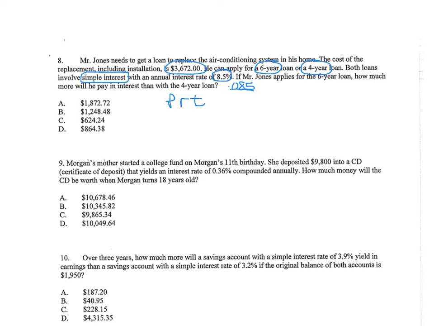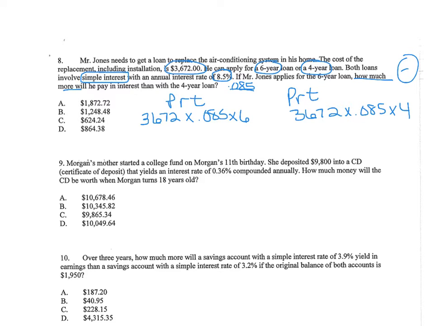If he applies for the 6-year loan, how much more will he pay? So we're going to be subtracting again than with the 4-year. So I'm going to fill this in. Okay, so when I type the first one in the calculator, I plugged in the PRT, I get 1872.72. And when I do the second one with the 4 years instead, I get 1248.48. So I want to subtract these two. 1872.72 minus 1248.48, and I get 624.24.